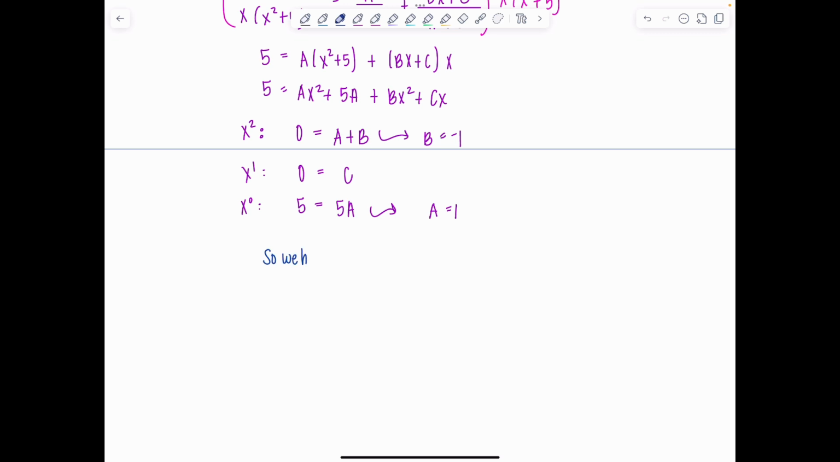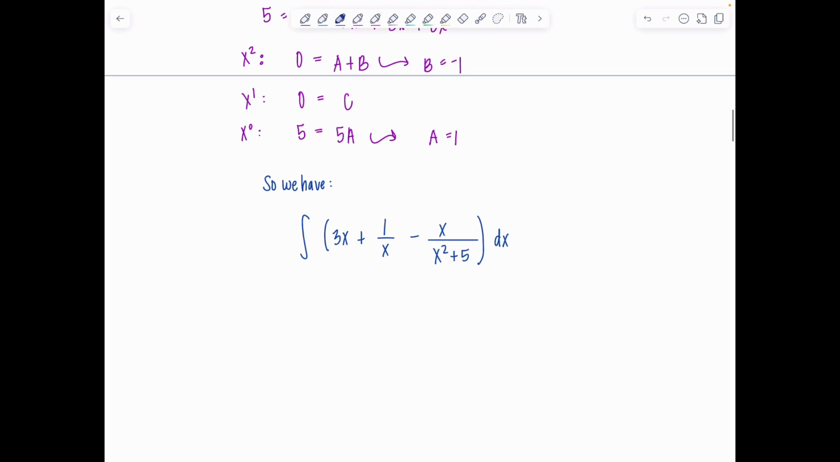So now we have the following. Integral of 3x plus a is 1 over x, and then b is minus 1x over x squared plus 5 dx. Okay? And then from here, we should just be able to go term by term. So antiderivative of 3x is 3/2 x squared. Antiderivative of 1 over x is ln absolute value of x.